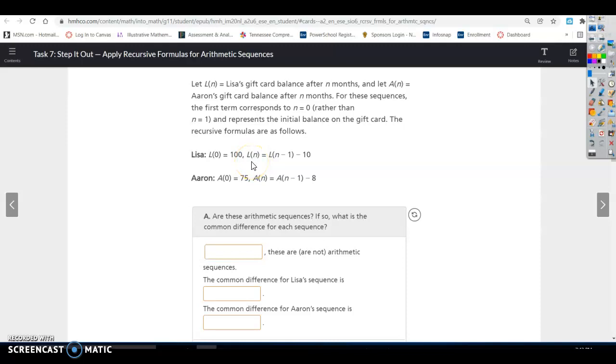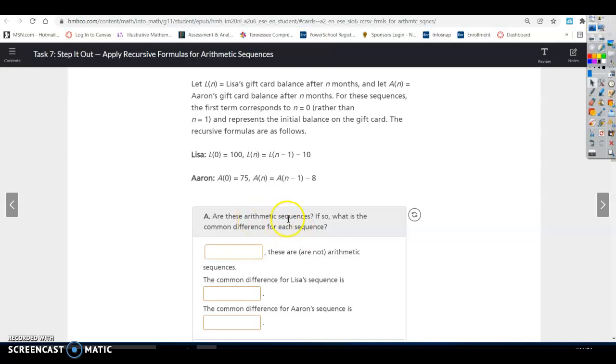So their formulas would be L of n equals L of n minus 1 minus 10. Remember, she used $10 per month to pay her movie subscription. Aaron's is A of n minus 1 minus 8. His music subscription was $8 per month, so his gift card will decrease by $8 each month. All right, so it says, are these arithmetic sequences? If so, what is the common difference for each?